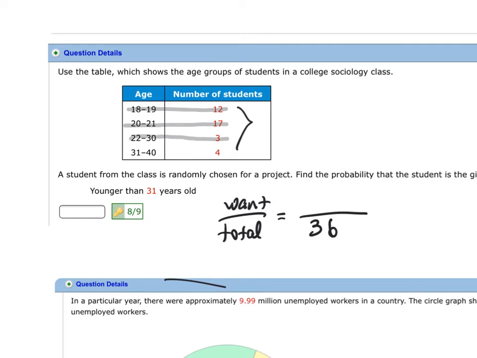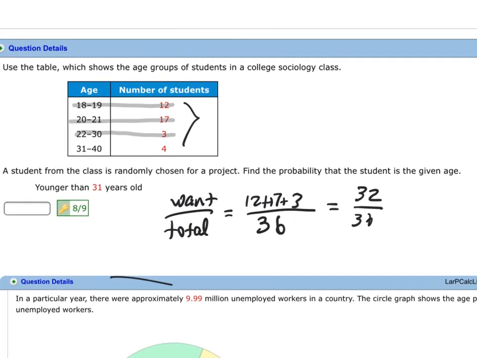Yes. So I have 12, 17, and 3. What does that give me? 32. So 32 out of 36. Divide by 8. Nope, just kidding. Divide by 4, and I get 8 out of 9. If they said, what's the probability of getting 31 or older, what would your fraction look like?